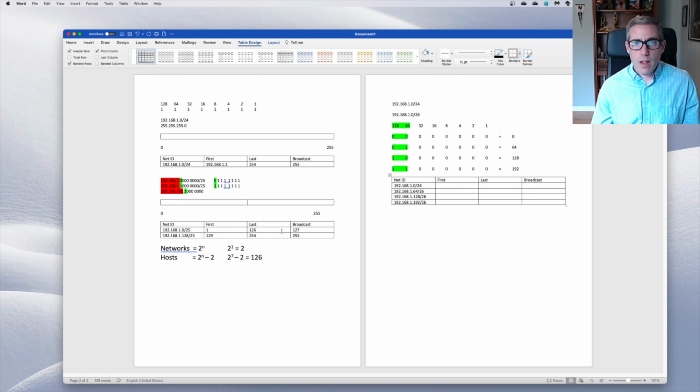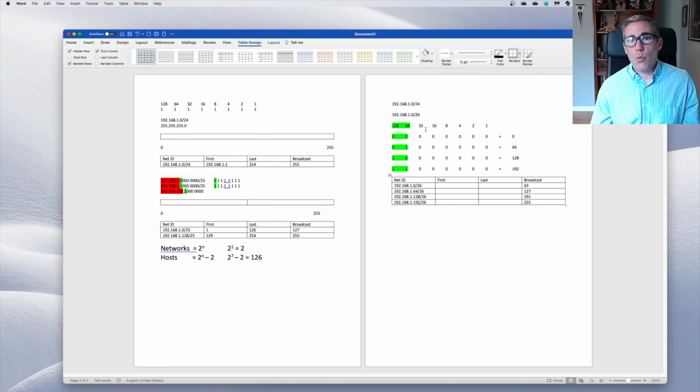If you noticed here, the broadcast is one less than the next network. And we only see it in one column here, but that always applies. So if we need the broadcast address of this first network, we just look at the next network. Next network is 64. That means broadcast is 63. The next network here is 128, so our broadcast address is 127. We have 192. One less than that is 191. And then our last one is going to be all ones, which is 255.